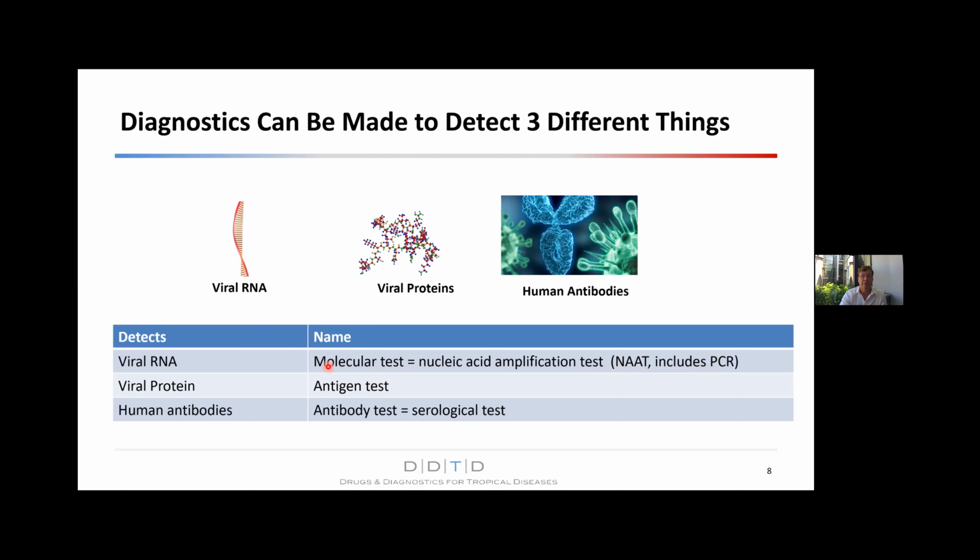If you're trying to detect the viral protein, it's called an antigen test. And if you're detecting the human antibodies, then it's called an antibody test, or also a serological test. So these are the 3 broad categories of testing.